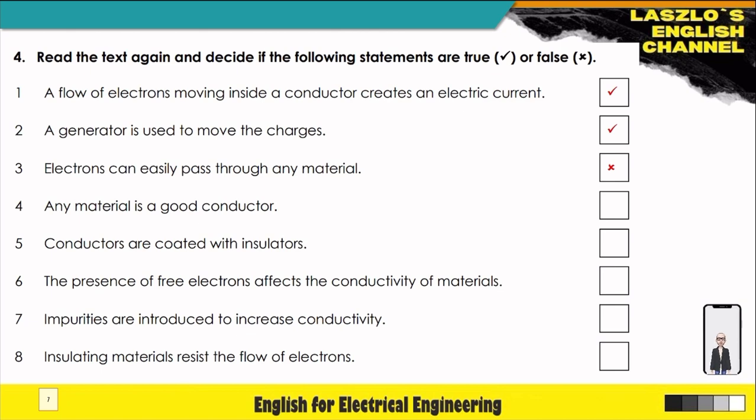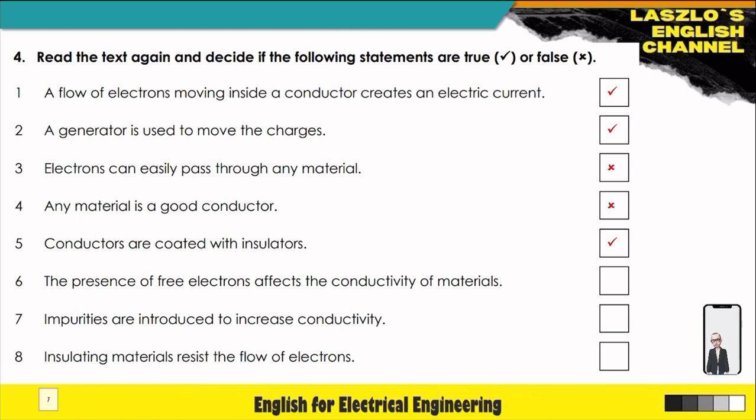Some materials let electrons pass through more easily than others. Any material is a good conductor. That's just a paraphrasing of number 3, so similarly to number 3, this will also be false. Conductors are coated with insulators, and that is true.